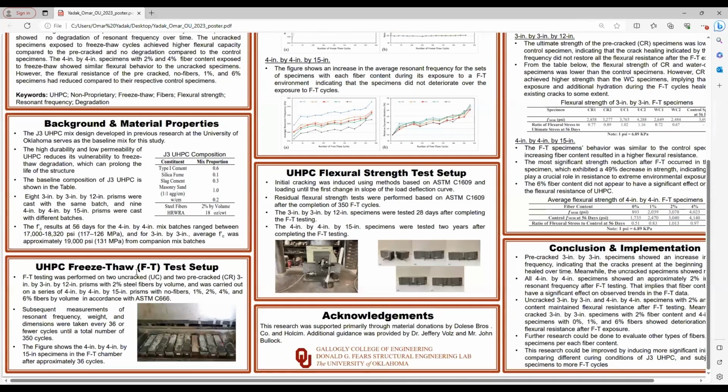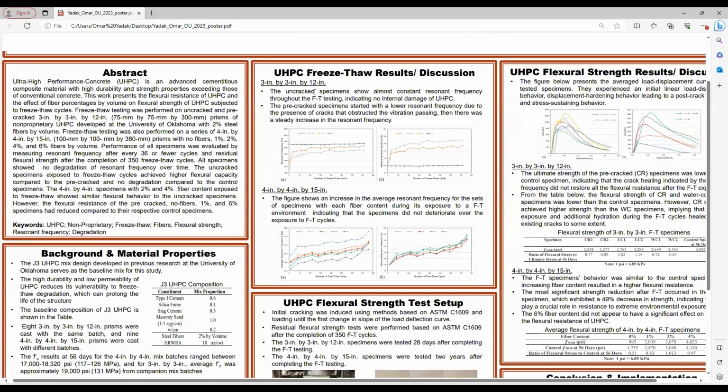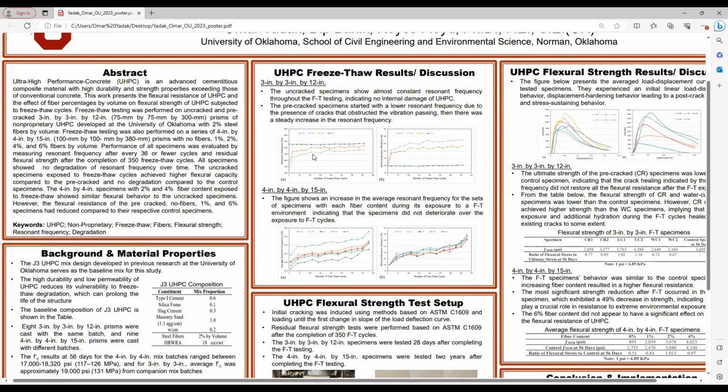In terms of the results, let's start with the 3x3x12 prisms. Here you can see in figure A below the resonant frequency over the course of freeze-thaw testing of all specimens. The frequency measurements show how much vibration is passing from one end of the specimen to the other. For the uncracked specimens, it shows constant frequency throughout the whole testing, which means no internal damage or deterioration happened to the UHPC. However, the pre-cracked specimens started at a lower frequency, and then there was an increase up to 110 cycles, and then the resonant frequency reached almost constant.